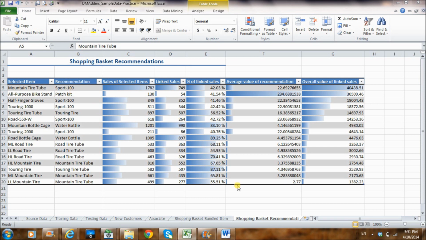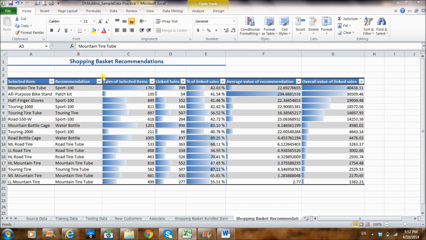Alright, let's take a look at this shopping basket recommendations. This analysis is actually very useful when you try to make recommendations for product placement or cross sales. We see that all the time on Amazon.com. When you buy something, they always say, "Hey, you may want to buy some other products." They make those recommendations based upon their transaction history. Alright, so let's look at one by one here. So selected items, recommendation, sales of selected items, and so on.